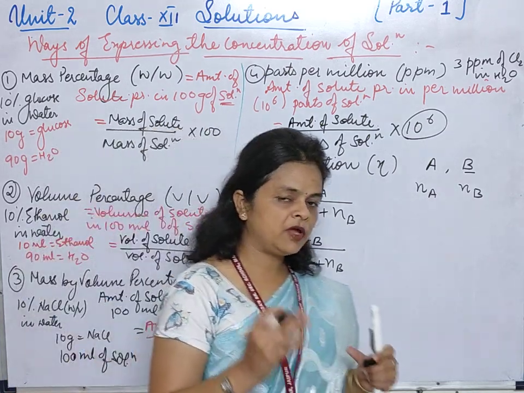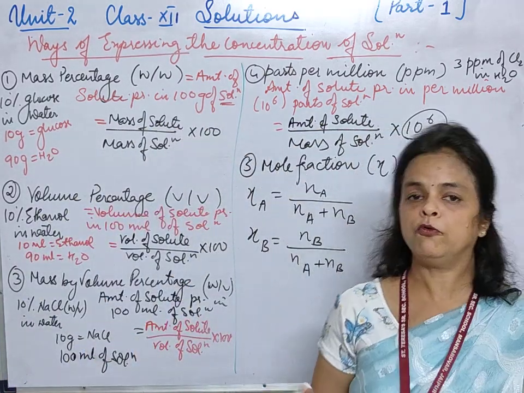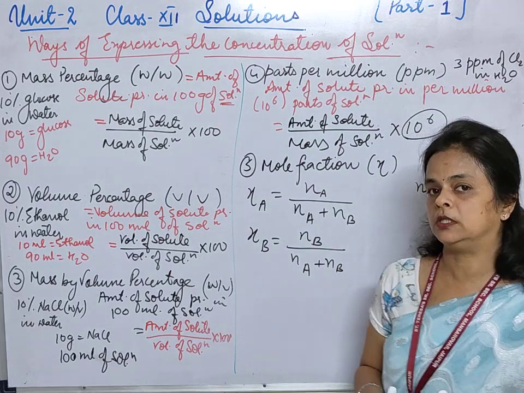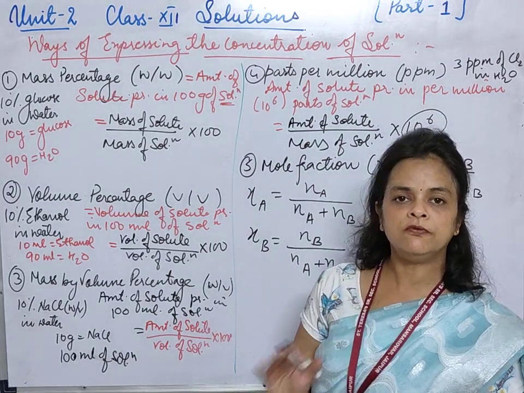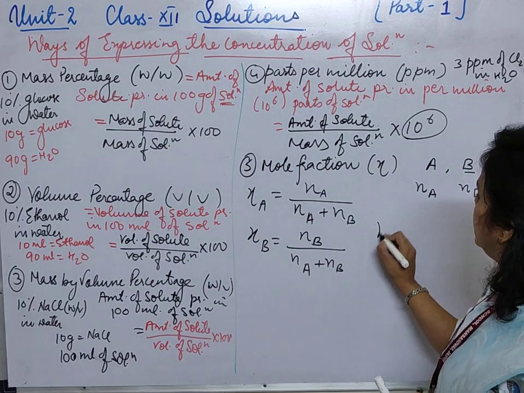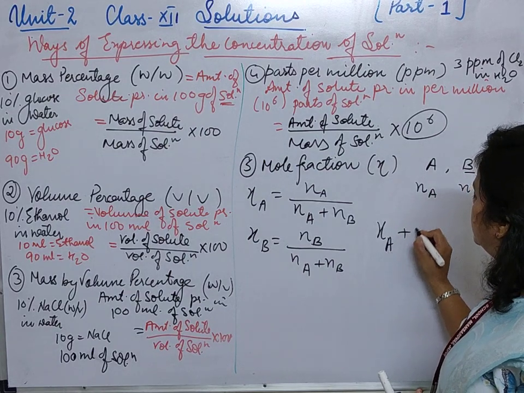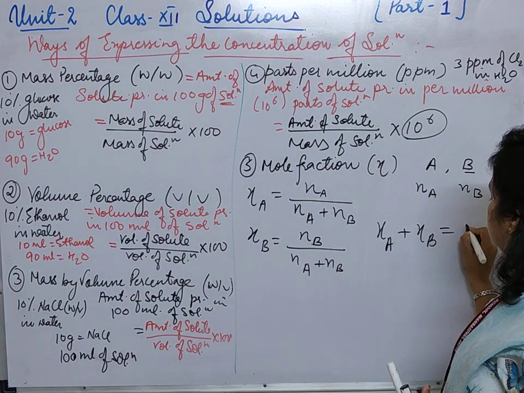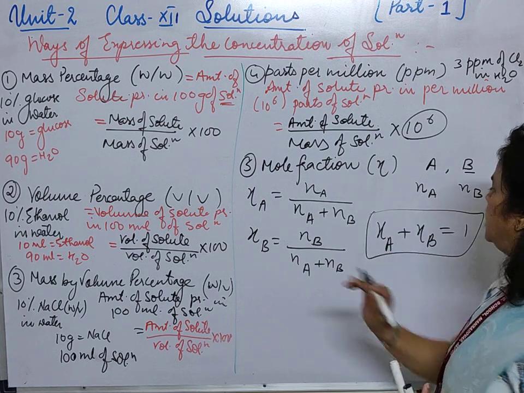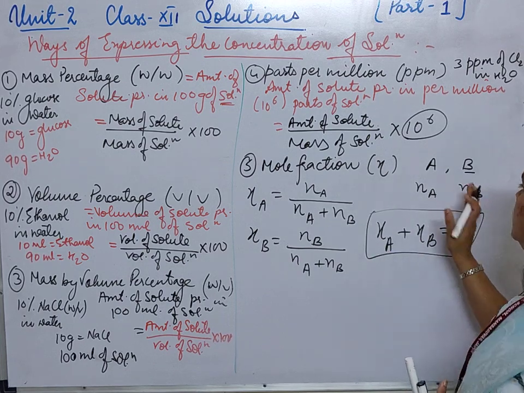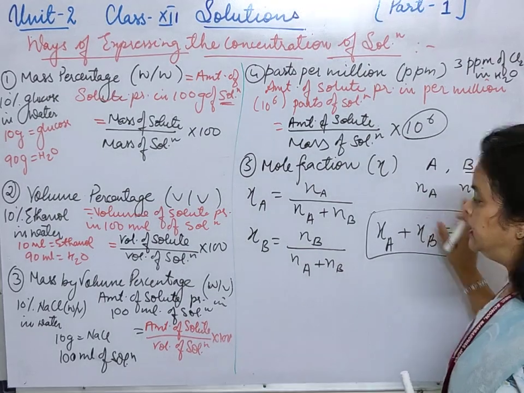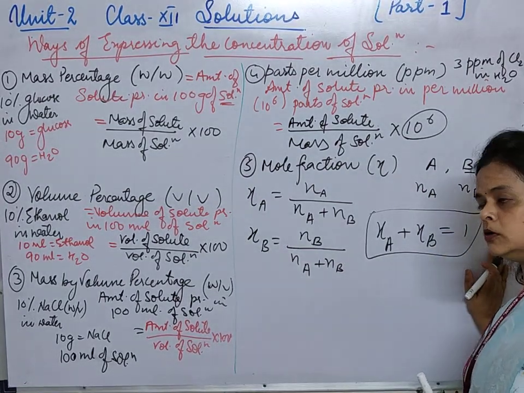And students, one thing we have to keep in mind: the mole fraction of all the components in a solution, their summation is always equal to 1. So the mole fraction of A plus the mole fraction of B is equal to 1. If there are n number of components, then also their summation will be equal to 1.